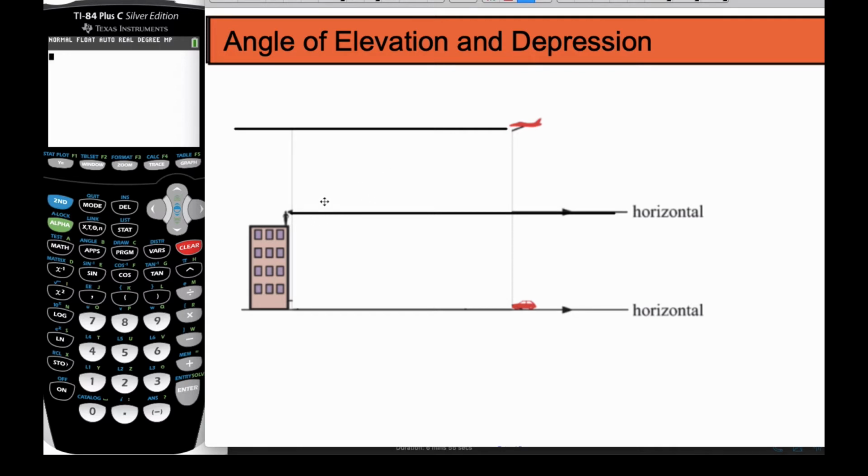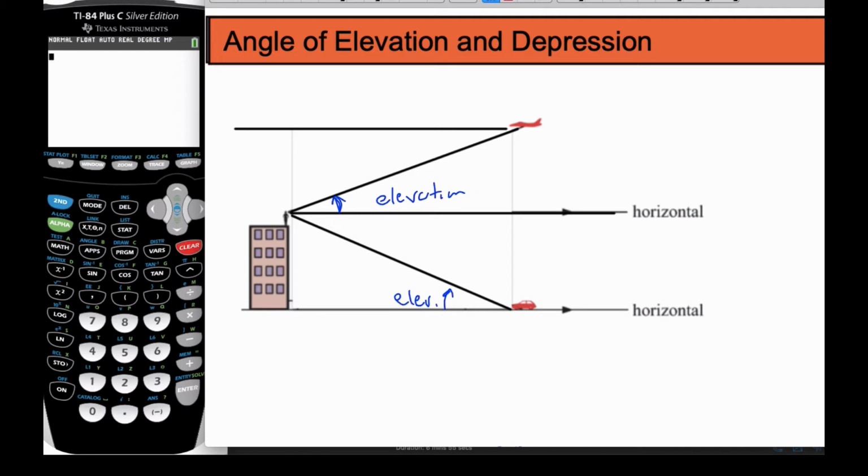From the man, if I look up to the airplane, it creates an angle here. From the horizontal up, this is called the angle of elevation. Similarly, if I go to the car, from the horizontal upwards is again the angle of elevation.